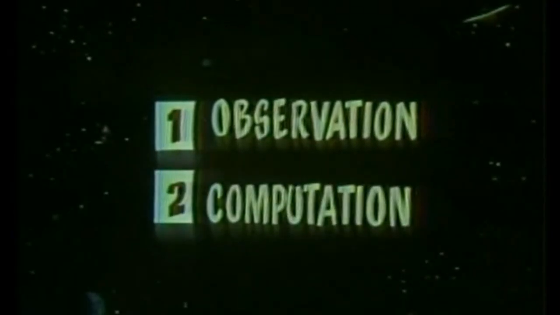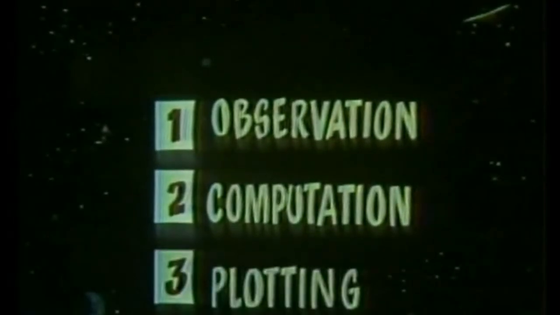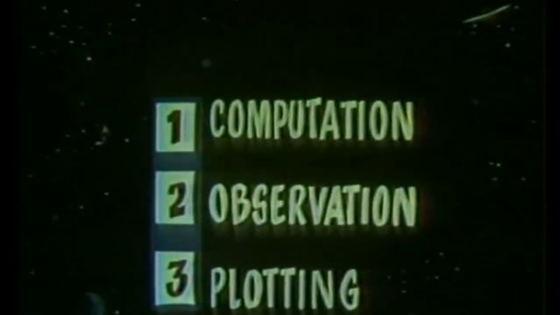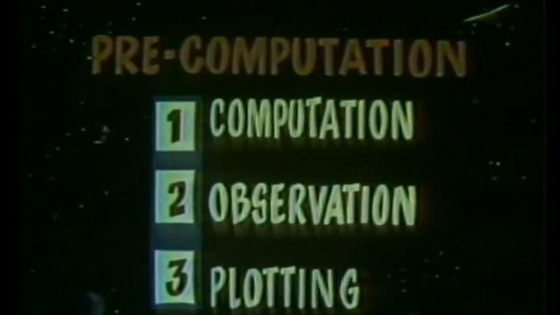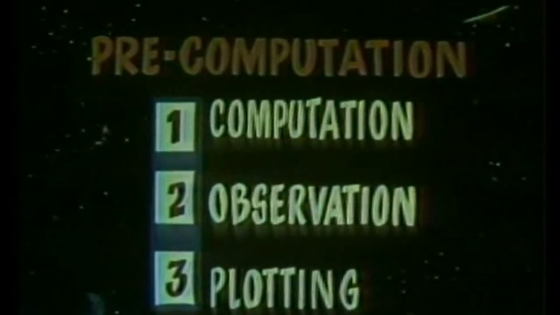There are 3 steps required to establish a celestial line of position: observation, computation, and plotting. The sequence of these steps may be altered depending on which of 2 approaches you select. In the pre-computation method, computation is made for a predetermined time. Then an observation is made at that time, followed by plotting.